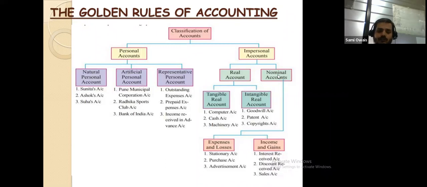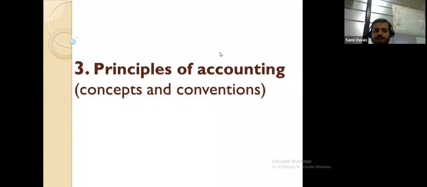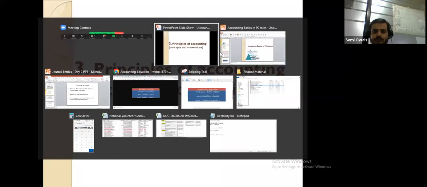Nominal accounts are very simple, guys. It is expenses and losses, incomes and gains. Any types of expenses, losses, incomes, and gains would be a part of your nominal accounts. When we book the general entries, you should be aware of this classification of the accounts. Okay, so now I move to another slide.